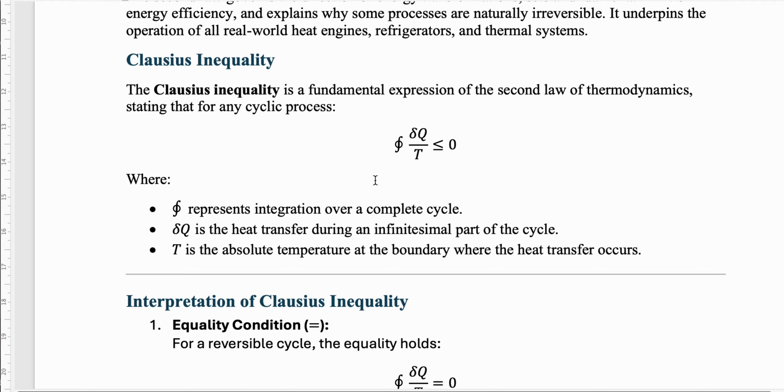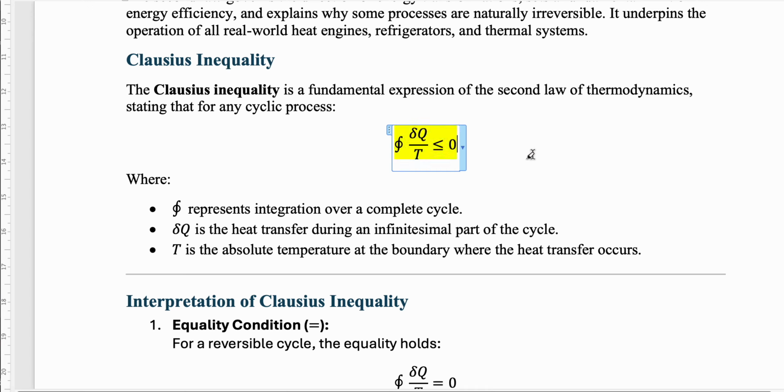So this is called the Clausius inequality. If we want to represent the second law of thermodynamics mathematically, we can represent it like this. What it means is that the entropy change will always be less than or equal to 0.